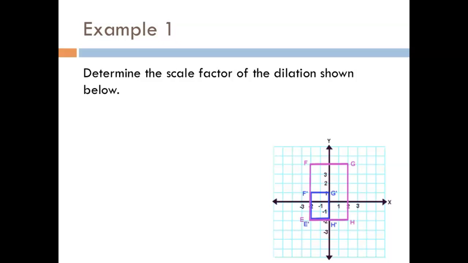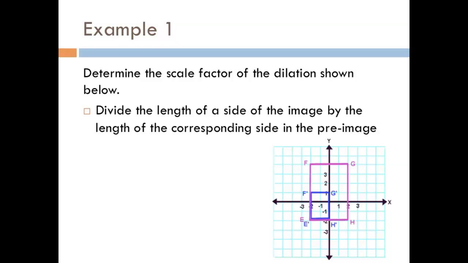So let's say, for example, we take the top side, FG. So we need to find the length of F prime G prime and divide it by FG. So F prime G prime has length of 2 and FG has length of 4. So this is 2 over 4, which is equal to 1/2. So we would say that the scale factor of this dilation is 1/2.